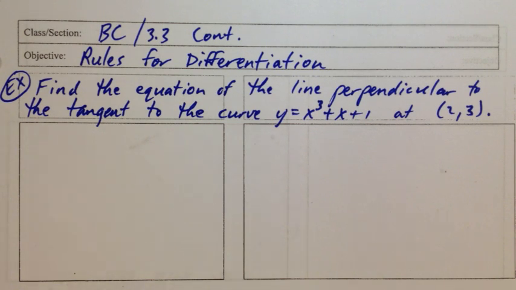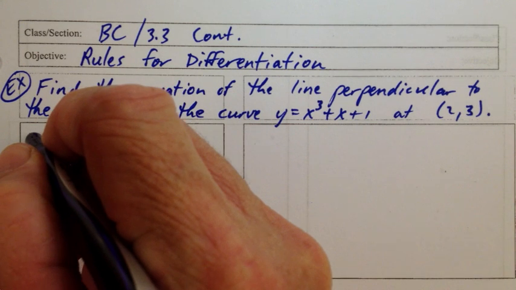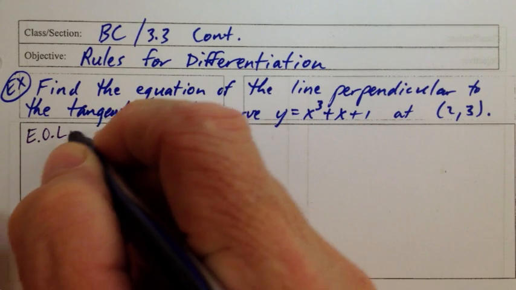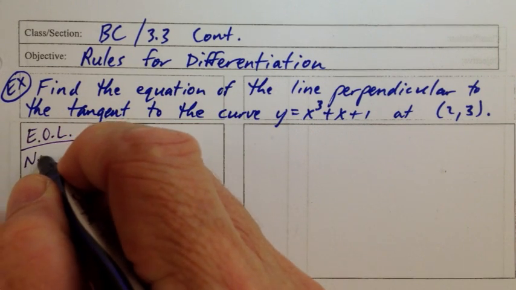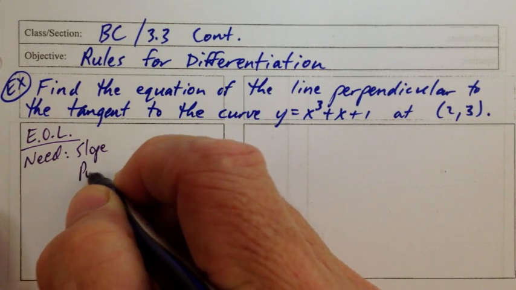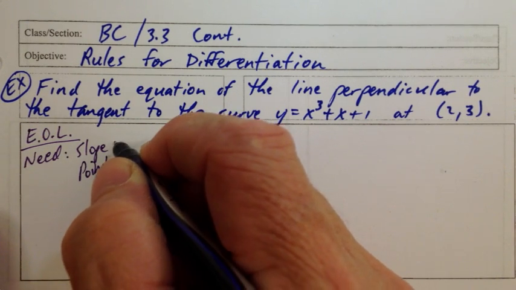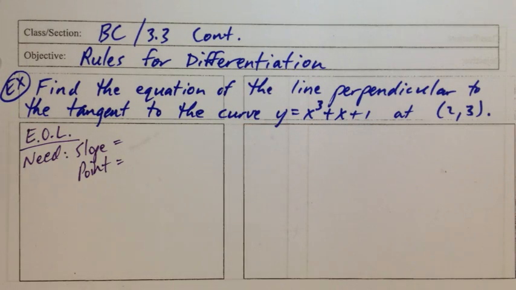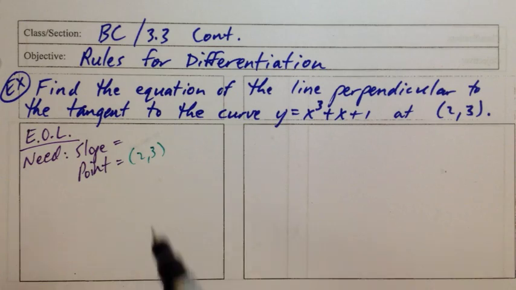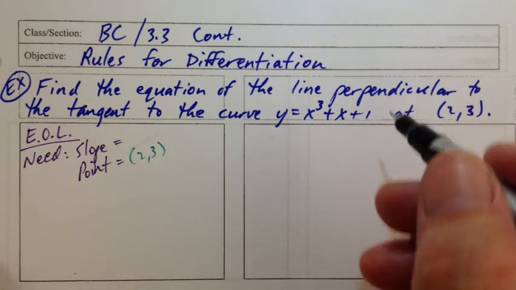But the important thing to remember is that when you're trying to find the equation of a line, I'm going to label that EOL, you need two things, okay? You need a slope and you need a point. So the slope and the point. In this case, we're already given the point, (2, 3), and the slope, again, here we have perpendicular.